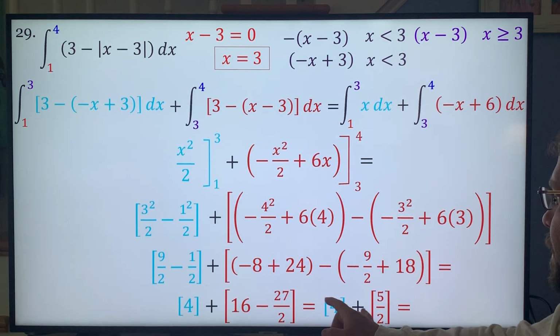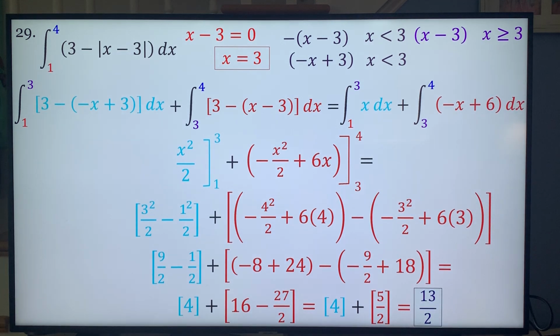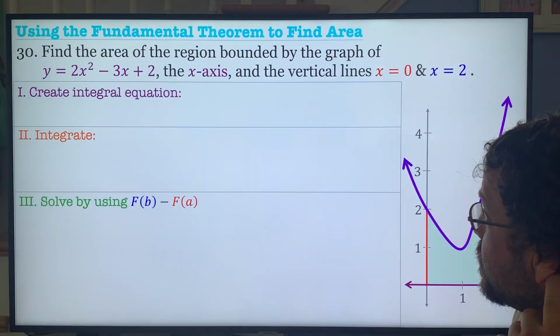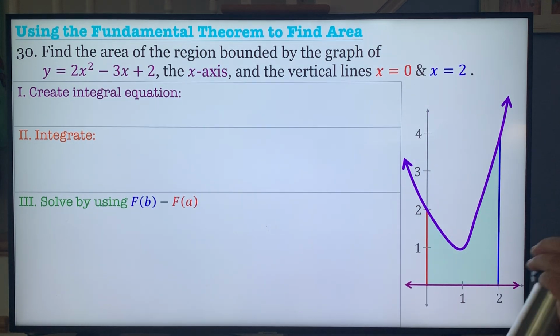5 halves plus 4. 4 plus 2.5 is 6.5. 6.5, 13 over 2, whatever you want to write it as. There you go. You guys are masters of absolute values. You think that's good enough? What do you think? Yeah? All right. We're done with absolute value.